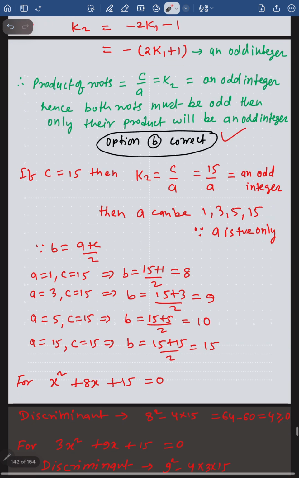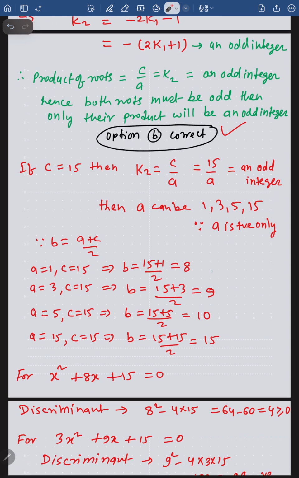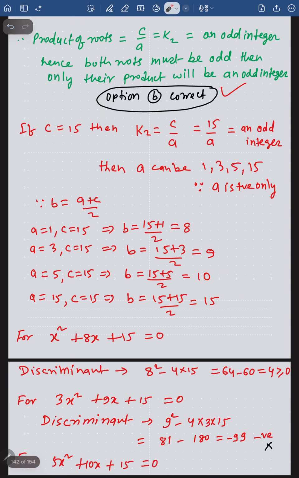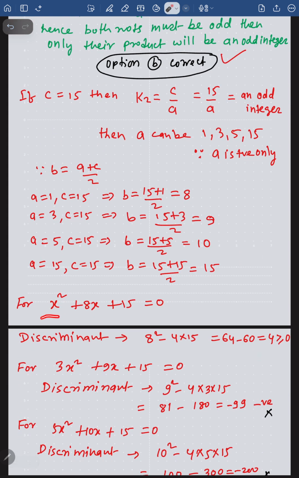Let us see which option is correct among these four given options. For x square plus 8x plus 15, first case, a is 1, b is 8 and c is 15. We find the discriminant, b square minus 4ac. So 8 square minus 4 into 15, that is 64 minus 60, that is 4, which is greater than 0. So there is no problem in this. Now come to the next.